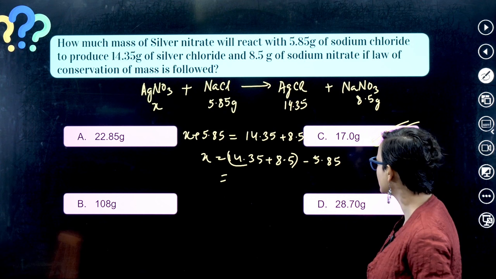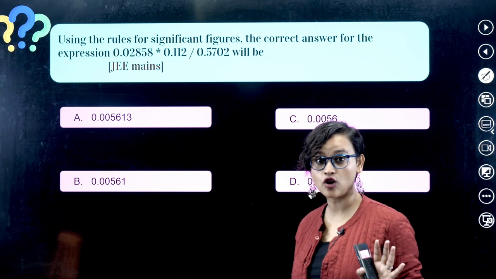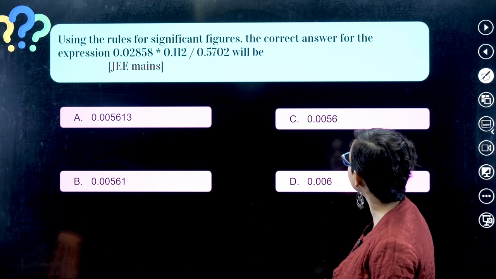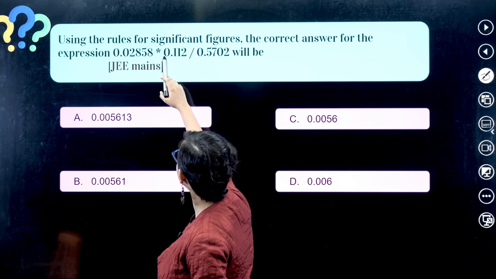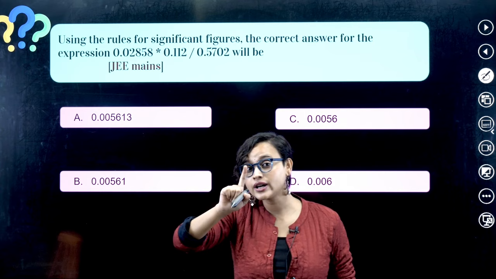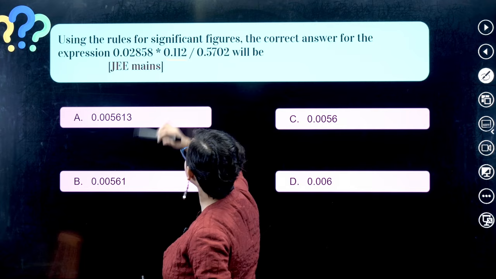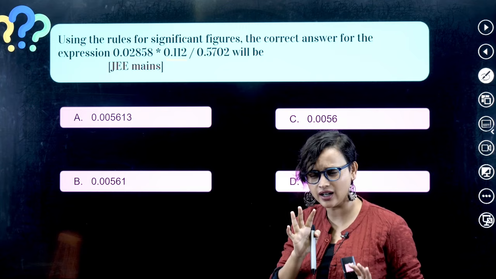Great. Next question. See, this has come in JEE Mains. I was not kidding. See, significant figures. Tell me, using the rules for significant figures, the correct answer for the following is 0.02858 multiplied with 0.112 divided by 0.5702. This is a question that you can answer without even picking up your pen. Do you see that the least number of significant figures here is only 3?